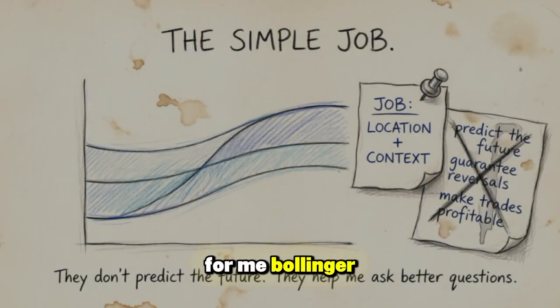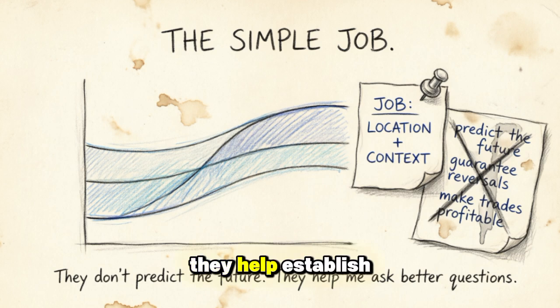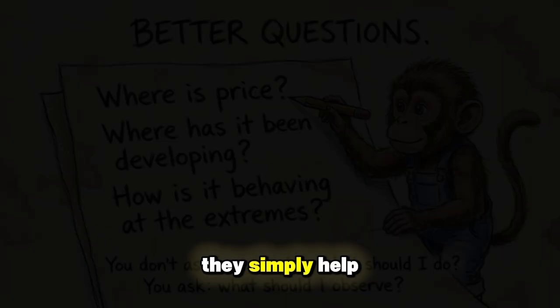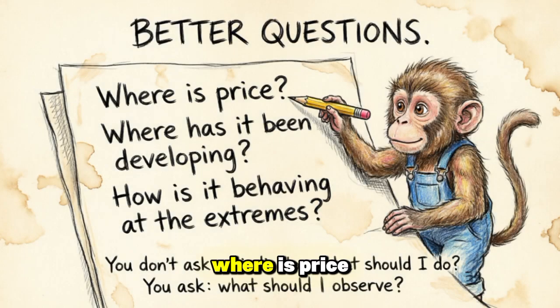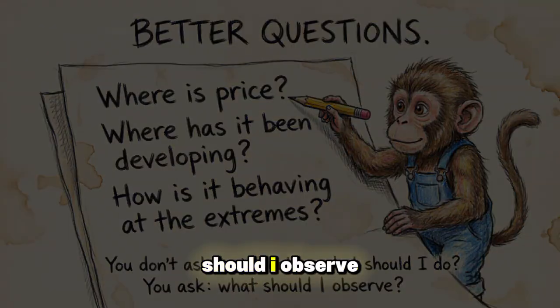For me, Bollinger Bands have a very simple job. They help establish location and context. They don't predict the future. They don't guarantee a reversal. They don't tell me that price must go up or down, and they certainly don't make a trade profitable. They simply help me ask better questions. Where is price? Where has it been developing? How is it behaving around the extremes? And then I let the market provide the next piece of information. That's a much healthier relationship with an indicator. You don't ask the indicator, "What should I do?" You ask, "What should I observe?"